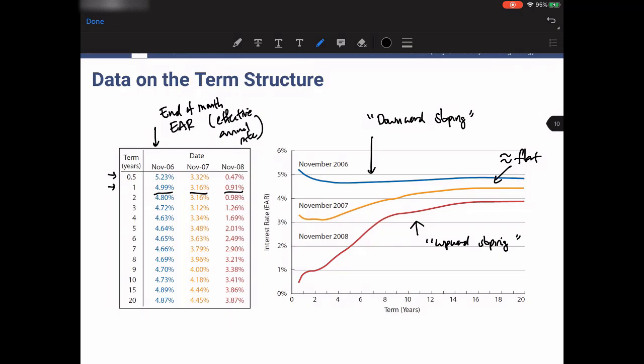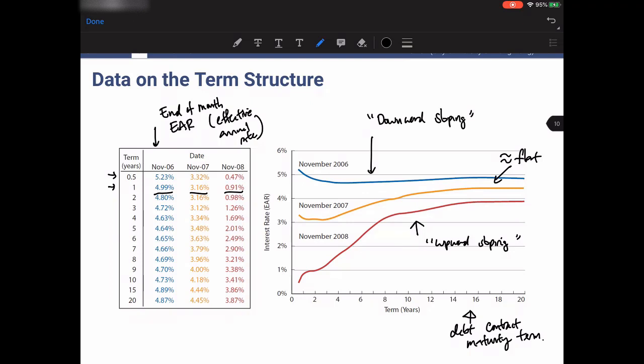Just to remind you, this x-axis is the maturity of the contract, the debt contract maturity term, or the investment horizon for a particular interest rate. We didn't talk about maturity yet, but I'm using investment horizon and bond maturity interchangeably.